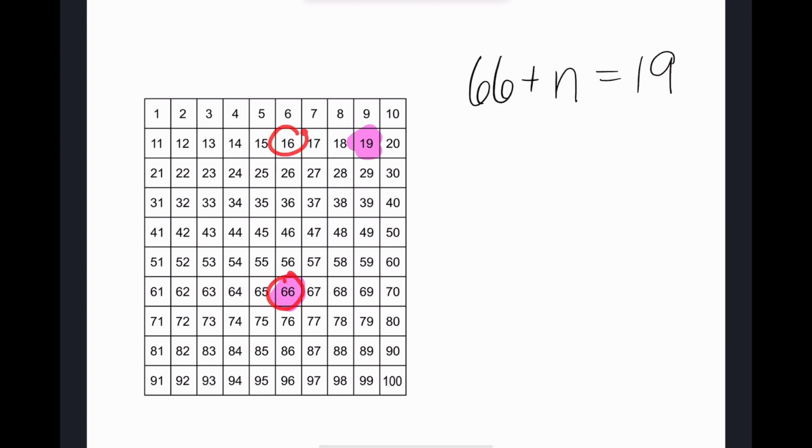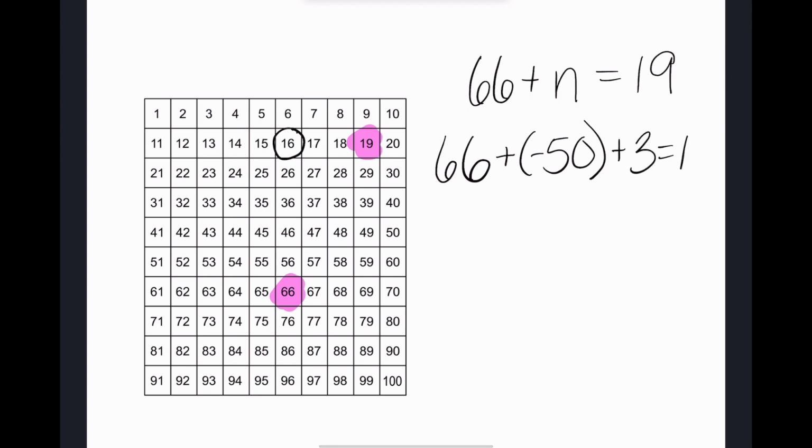So I'm going to do tens again, so I'm going to add, in this case, negative 50. And how do I know it's negative 50? Because I'm just going back by tens. So 10, 20, 30, 40, 50. So there again, negative 50. And then from here to here, I'm adding a positive 1, a positive 2, and a positive 3. So 66 plus negative 50 plus, this is my middle part, 3 is equal to 19.